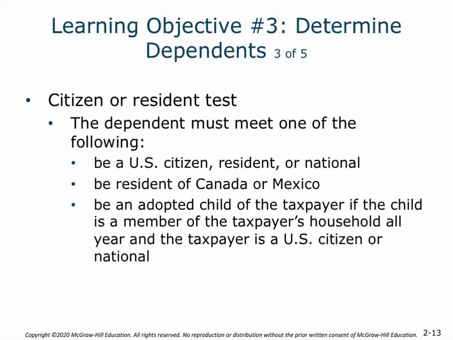And then the third general test that we have here is that they have to be a citizen or a resident. And that's going to be a U.S. citizen, resident, or national, be a resident of Canada or Mexico, or be an adopted child of the taxpayer if the child is a member of the taxpayer's household all year and the taxpayer is a U.S. citizen or national.